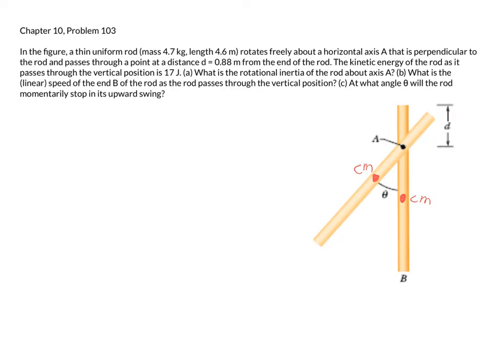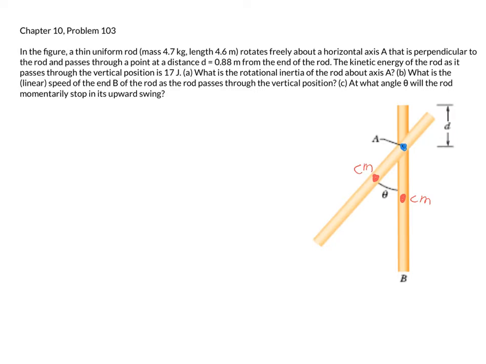The first thing to observe is that our axis of rotation, which is at point A here, does not pass through the end of the rod or the center of mass. So we don't have a set moment of inertia equation for that. Bummer, we'll have to do some calculations. Okay, that's my first observation.